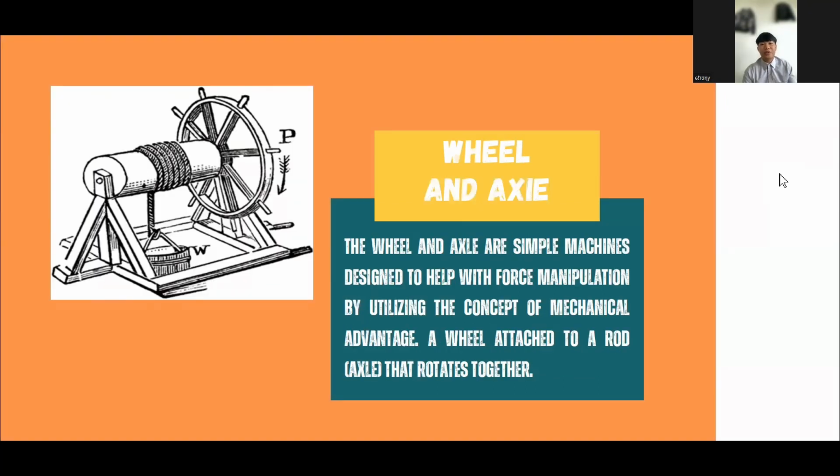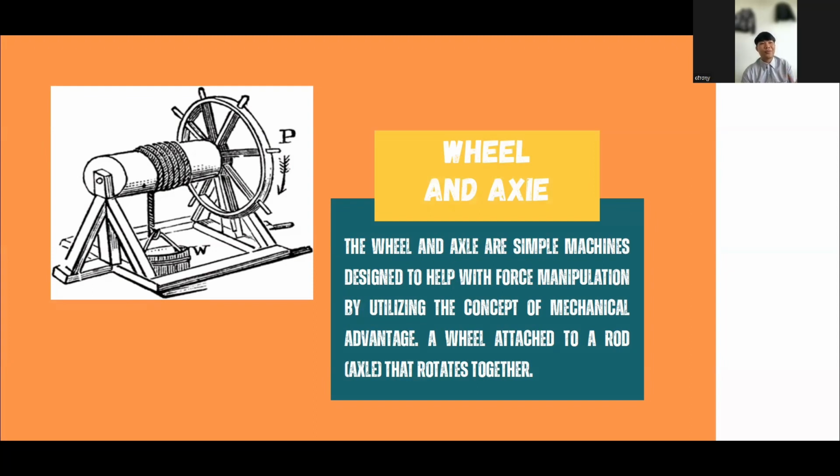All right, next is wheel and axle. Wheel and axle are simple machines designed to help with force manipulation by utilizing the concept of mechanical advantage. A wheel is attached to a rod, which is the axle, and they rotate together. It is made up of a round disc known as the wheel and a rod running through the center known as the axle. The system applies angular momentum and torque to objects to perform work, often against the pull of gravity.